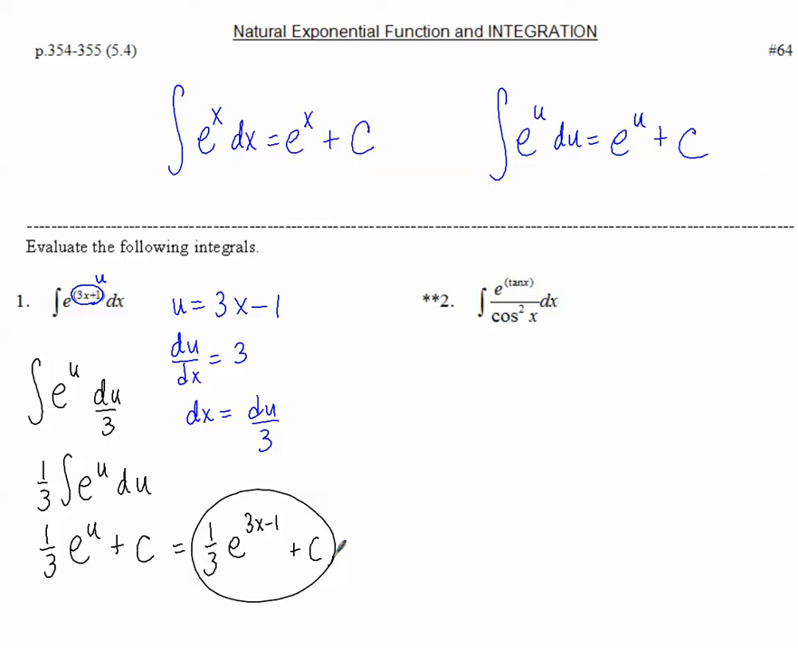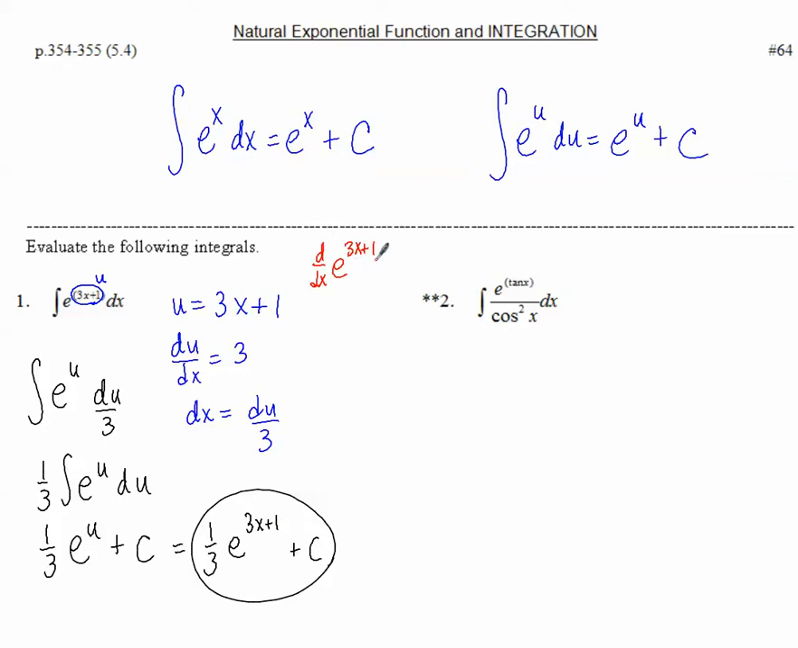Now, because this one is so easy, instead of really having to do all this u substitution, you can kind of just think about this backwards. Here's what I mean by thinking about it backwards. Let's say I were taking the derivative of e to the 3x plus 1. Oh, plus 1. Did I write minus 1 down here? Let's fix that. Did I write minus 1 up here? Well, let's fix that too. 3x plus 1. Excuse me.